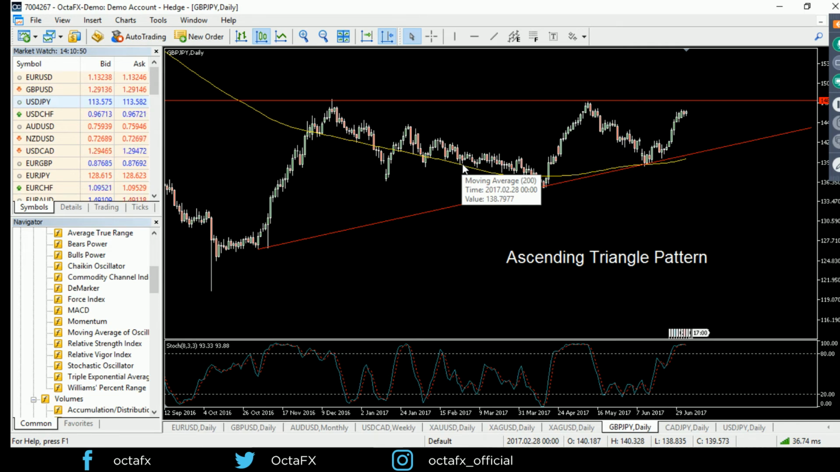What else does it tell us, this 200 period simple moving average? It tells us, since price is above it, that we're in an uptrend, and the bulls are more in charge here. So in terms of a breakout in this ascending triangle pattern, we might be favoring a breakout to the upside here above this horizontal trend line.